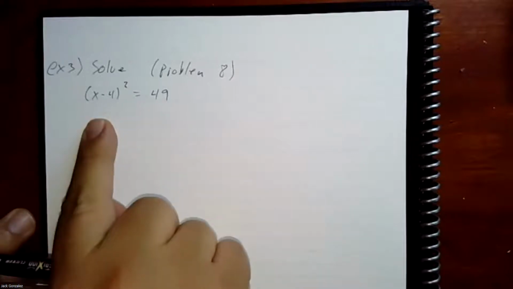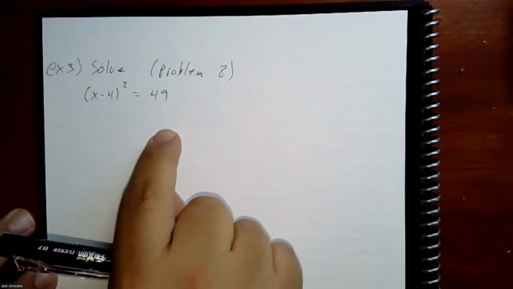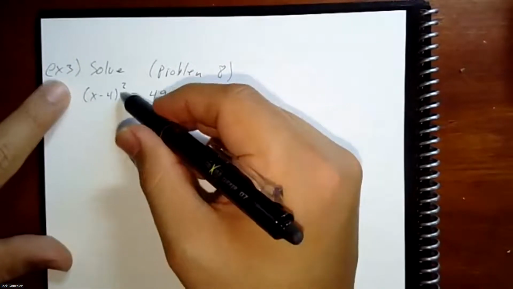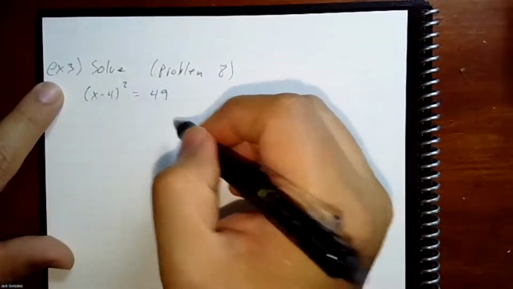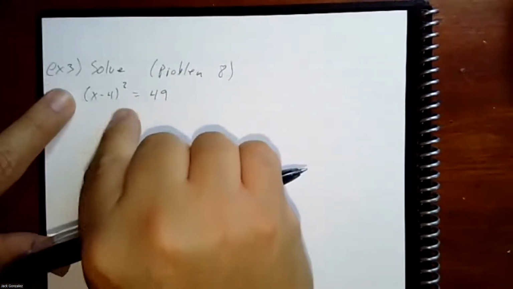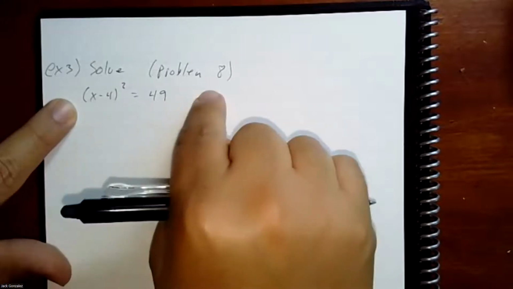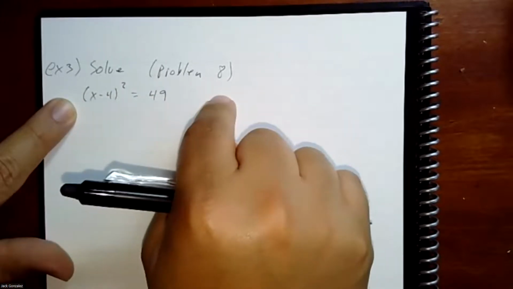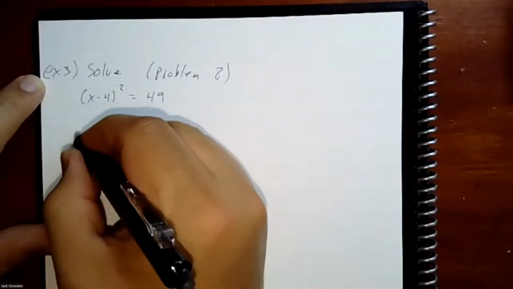Whenever you see a square on the left and the right, that should be a hint that you should try square rooting. Especially if you see this right here, it's already squared. You should give that a shot. Doesn't matter what's over here. Just square root this, because if you don't, you're going to have to multiply this out and then move this over, and it becomes more difficult.